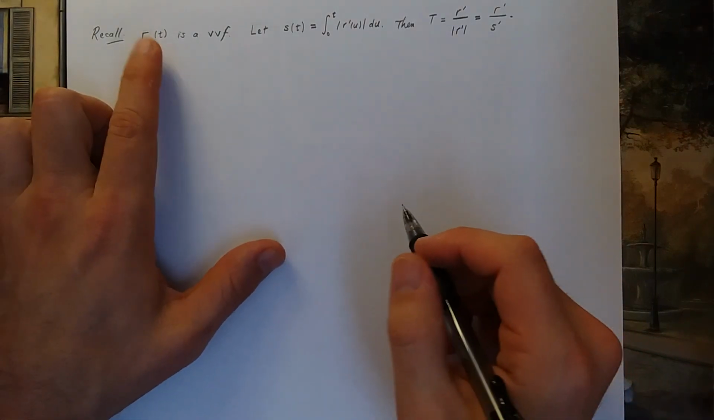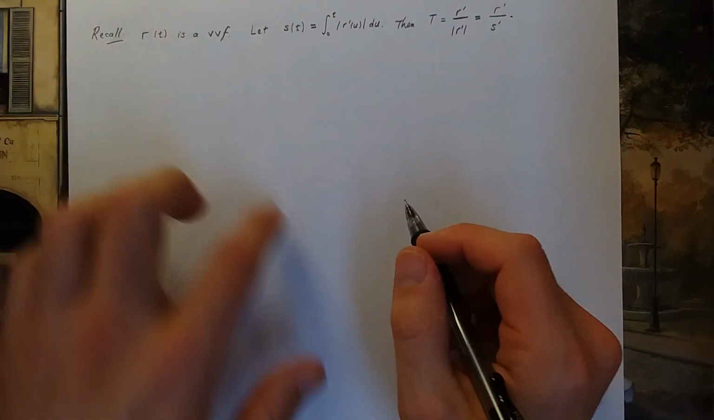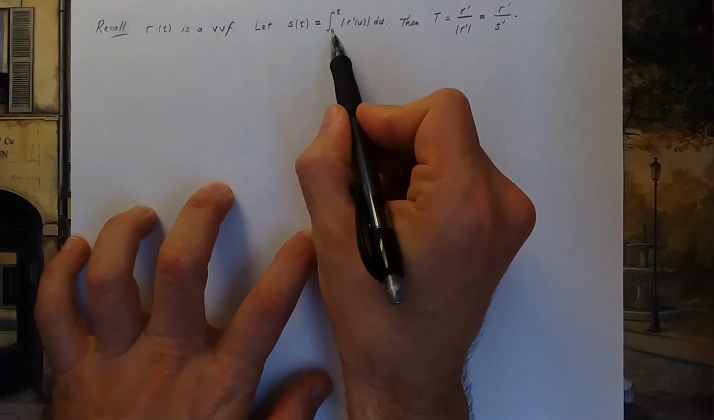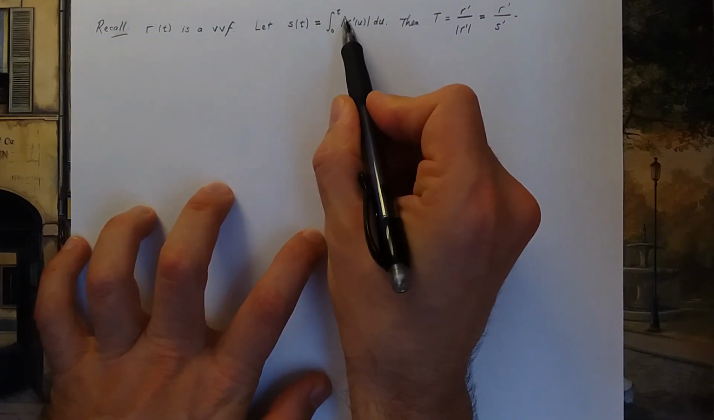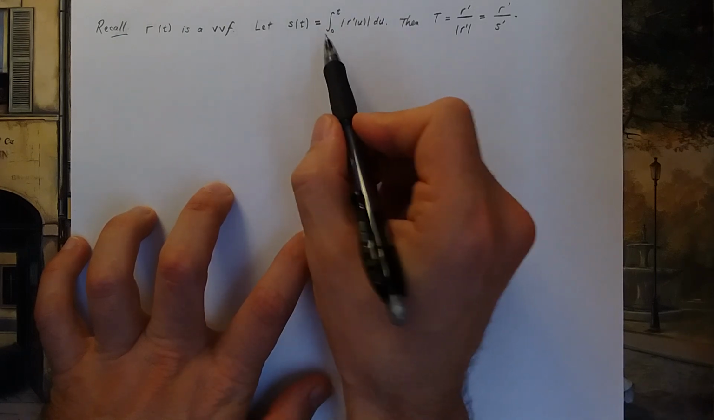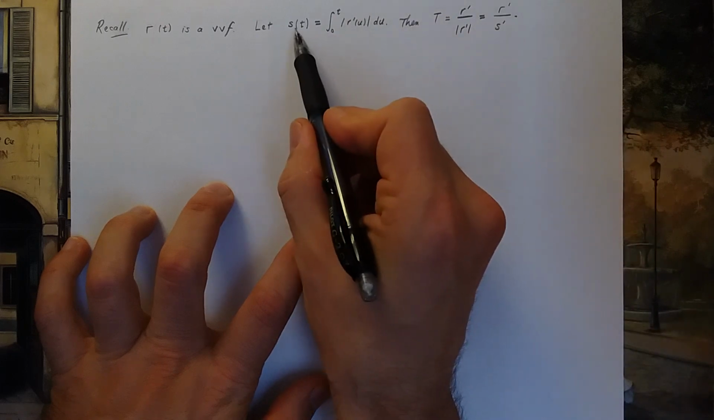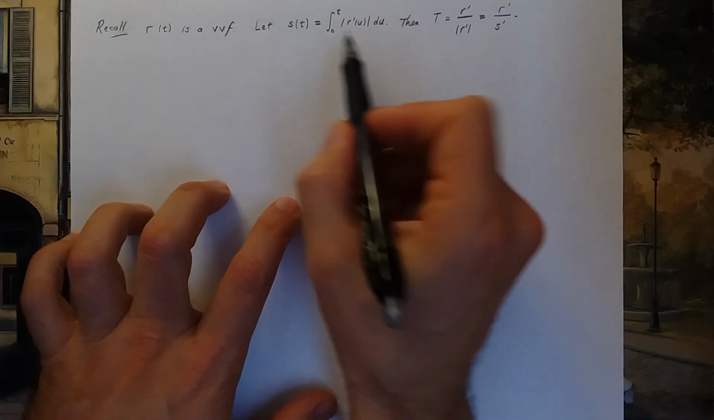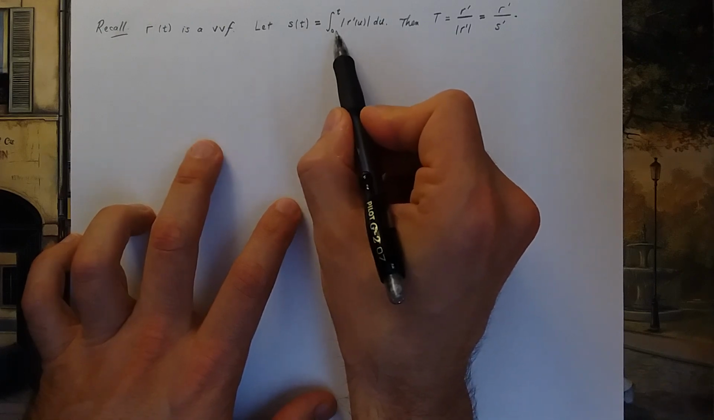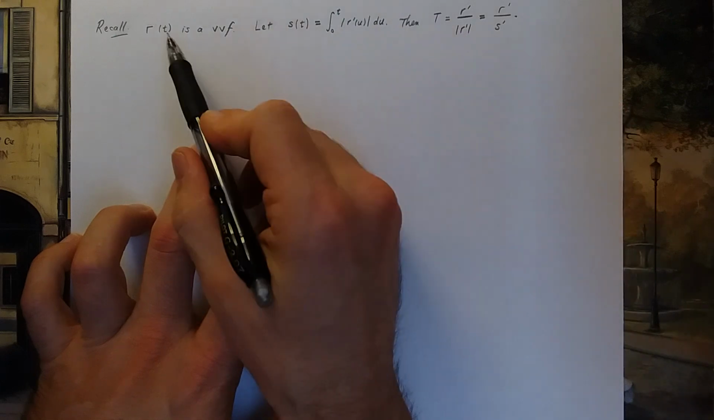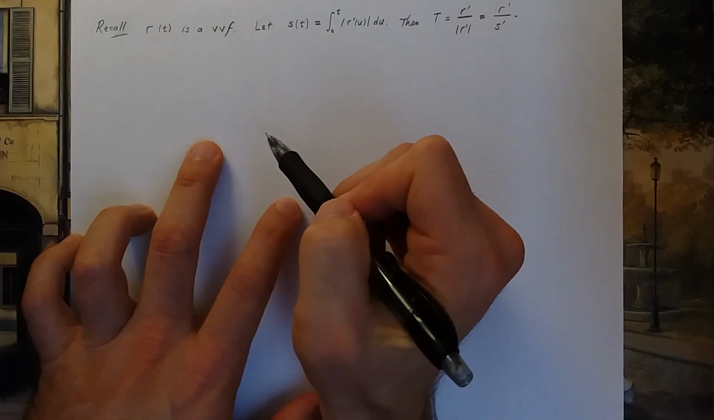So let R be a vector-valued function. We can define this S to be the integral from 0 to t of the length of the derivative of R. When we first learned about arc length, we used this function to parameterize by arc length. This function gives you the length of the curve from 0 to t that's traced out by your vector-valued function.